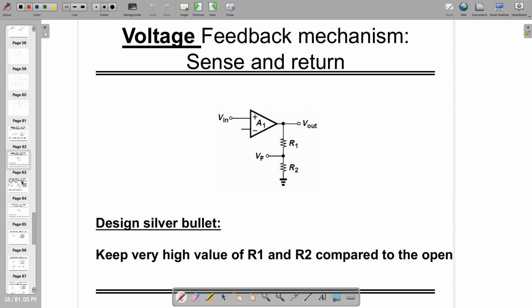Now let's look at the voltage feedback mechanism. In this case, you can see that through the feedback we have kept some resistances R1 and R2, through which we are measuring the voltage. It is across the resistance, so the output is measured as a voltage quantity. Notably, we have to make sure that R1 and R2 are much higher than the output resistance of amplifier A1.